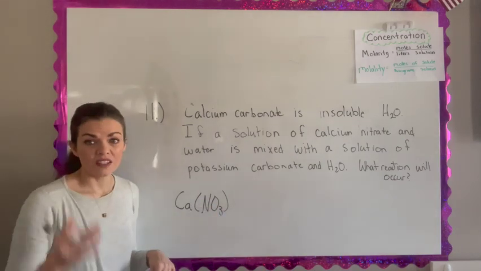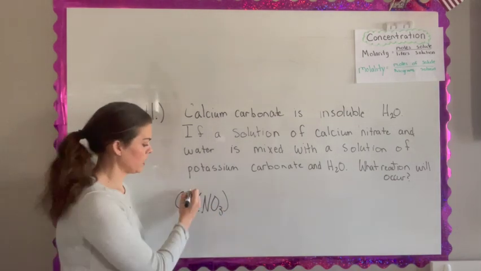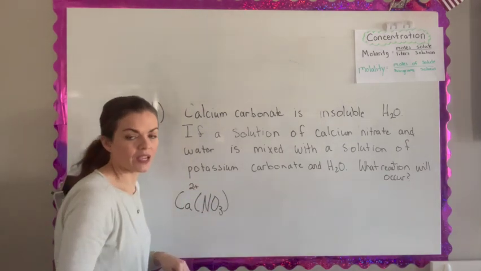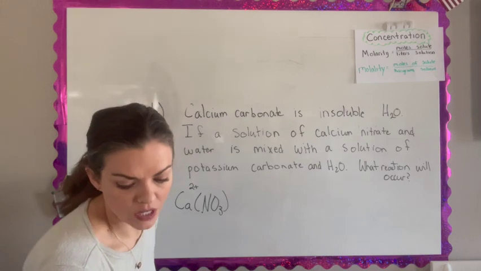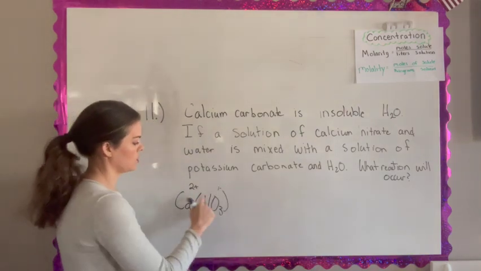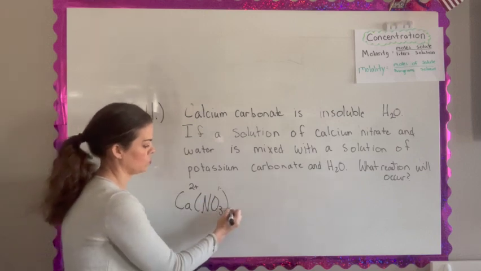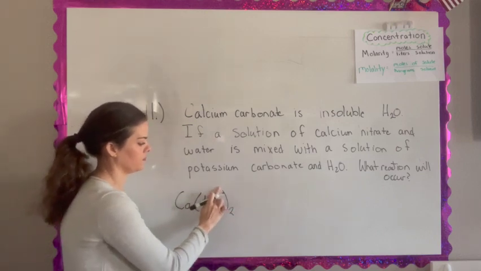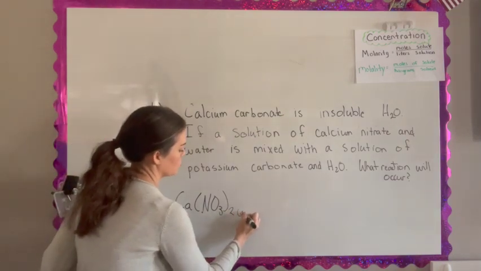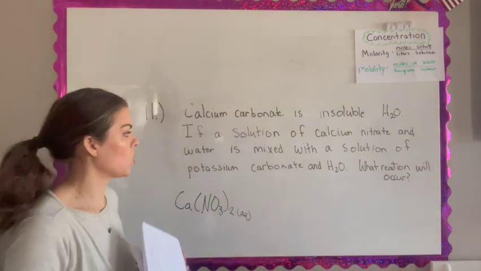Calcium is in group 2, so it has a charge of 2+, and if you have your sheet of polyatomic ions, you're going to see that nitrate is a 1-. And so to balance out the charges, we have to have 2 nitrates. Then I'm going to say it's in an aqueous solution because it tells me that it's in water.